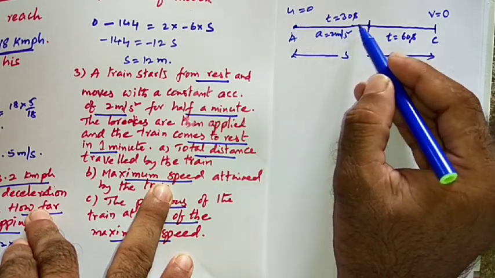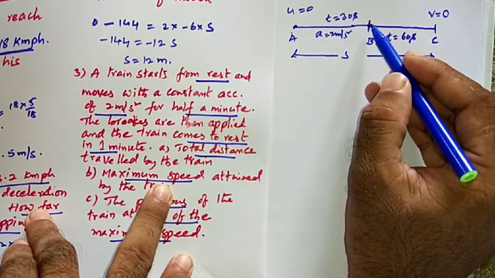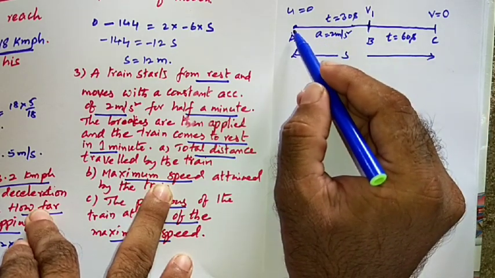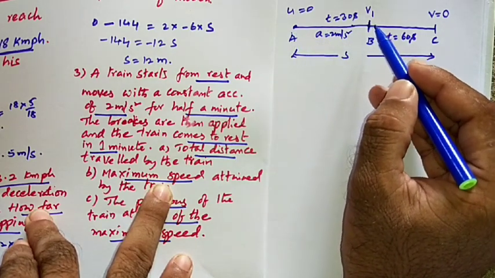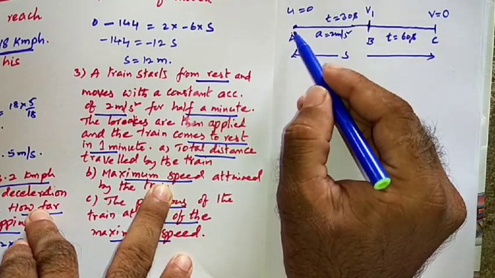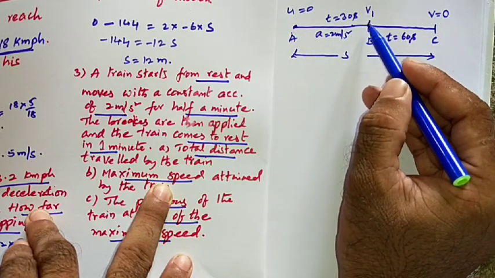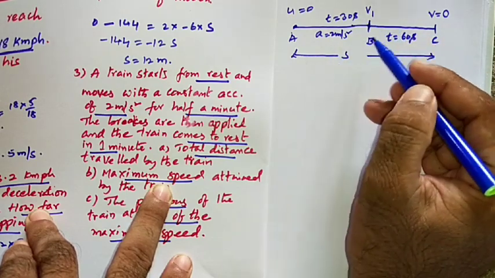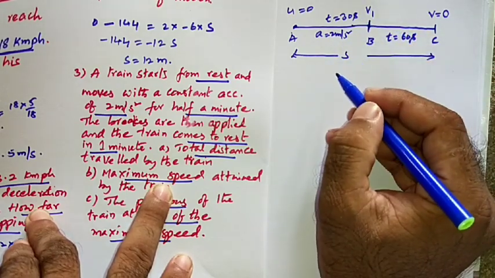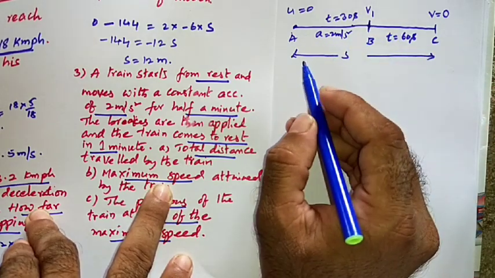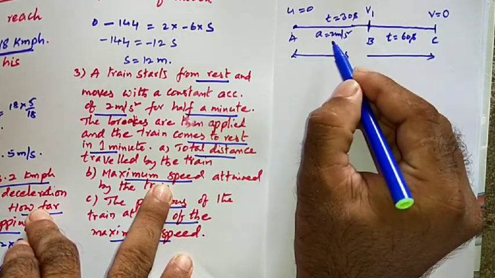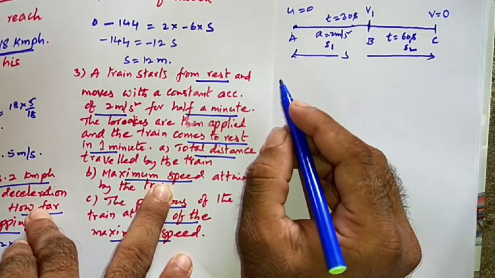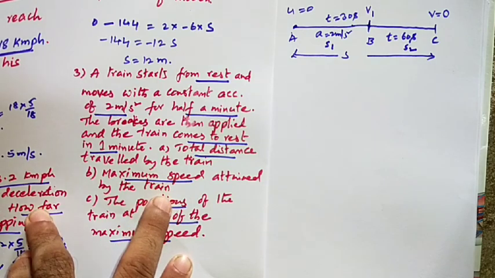Here at A, the speed of the train is 0. As it is accelerating for 30 seconds, it attains a speed, let us take V1 at B. So it is accelerating till B. From B it is decelerating. Up to B its speed increases, now from B its speed decreases. Means what is the maximum speed of the train? V1 is the maximum speed. Understood? Alright, now first let us calculate total distance. Let us take AB as S1, BC as S2.